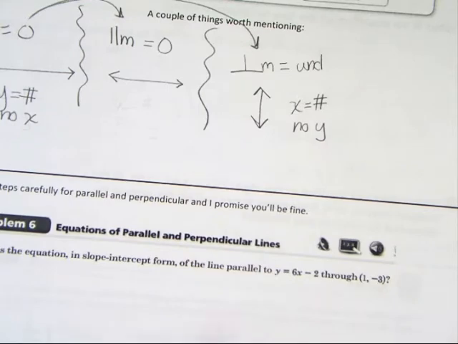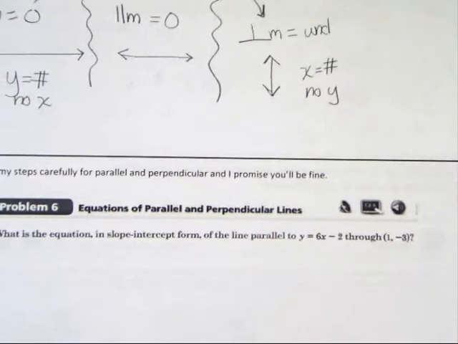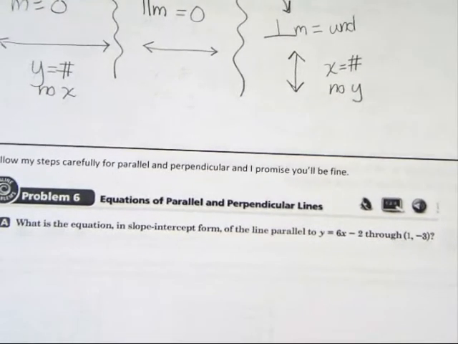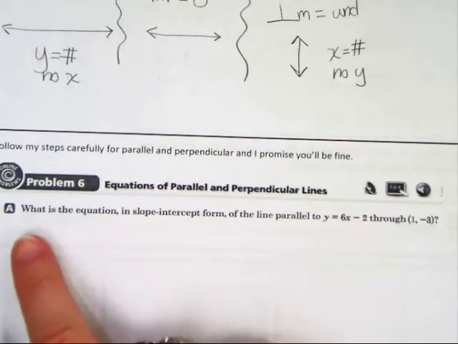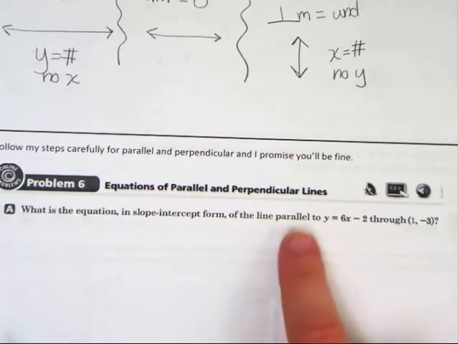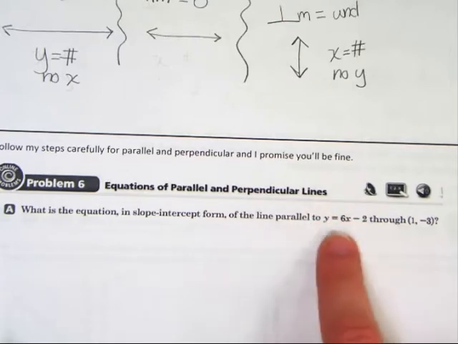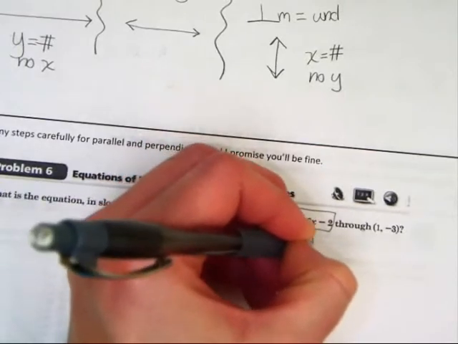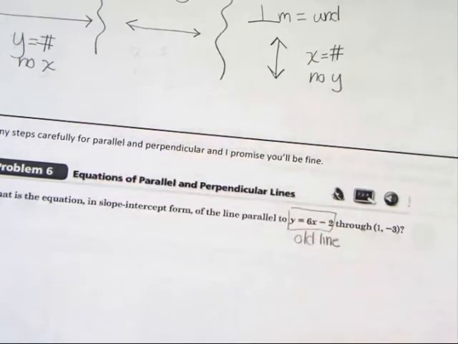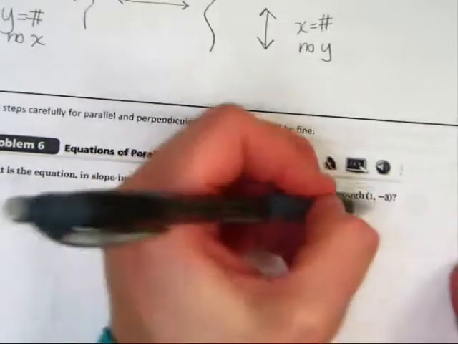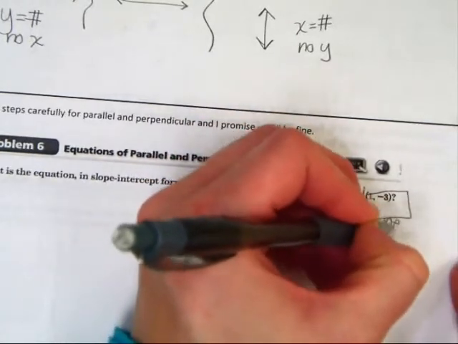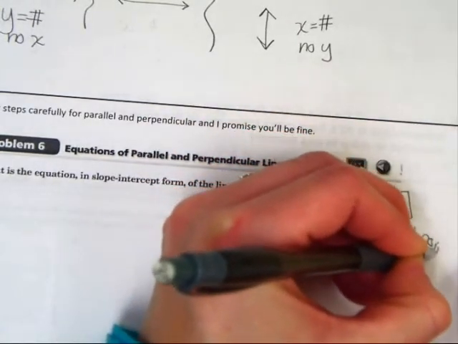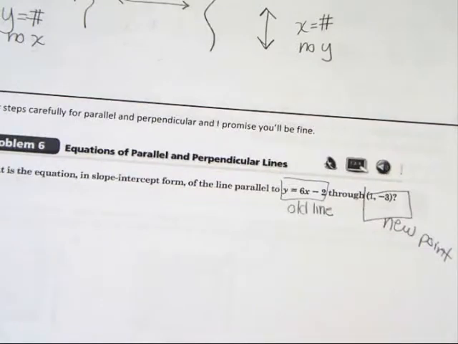Moving on, we're going to talk about in problem 6, parallel and perpendicular lines. First, we're going to talk about in A, the equation of a parallel line. Given y equals 6x minus 2, please label that as the old line. And you wanted this to go through a new point. What would the new equation be?